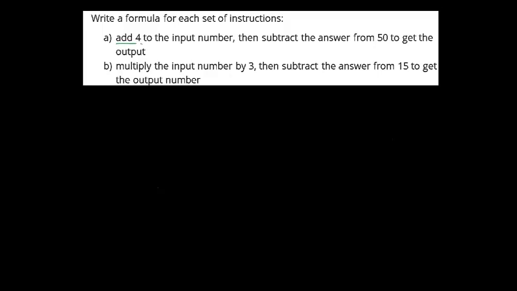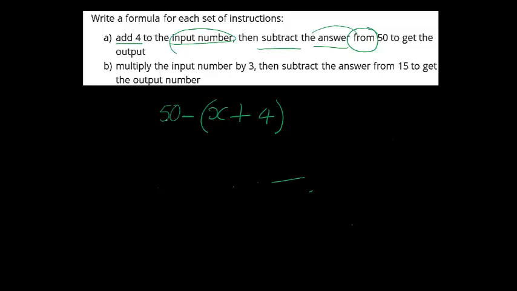Our first one tells us to add 4. So I'm going to start with add 4. Add means plus. To what do I add it? To the input number. So x goes in the front. Then subtract the answer. The answer will go in brackets. So this whole thing I must subtract. From means goes in the front. I subtract from 50 in the front. And that gives the output. Output is y. And that's my answer for the first equation, or the first number sentence.